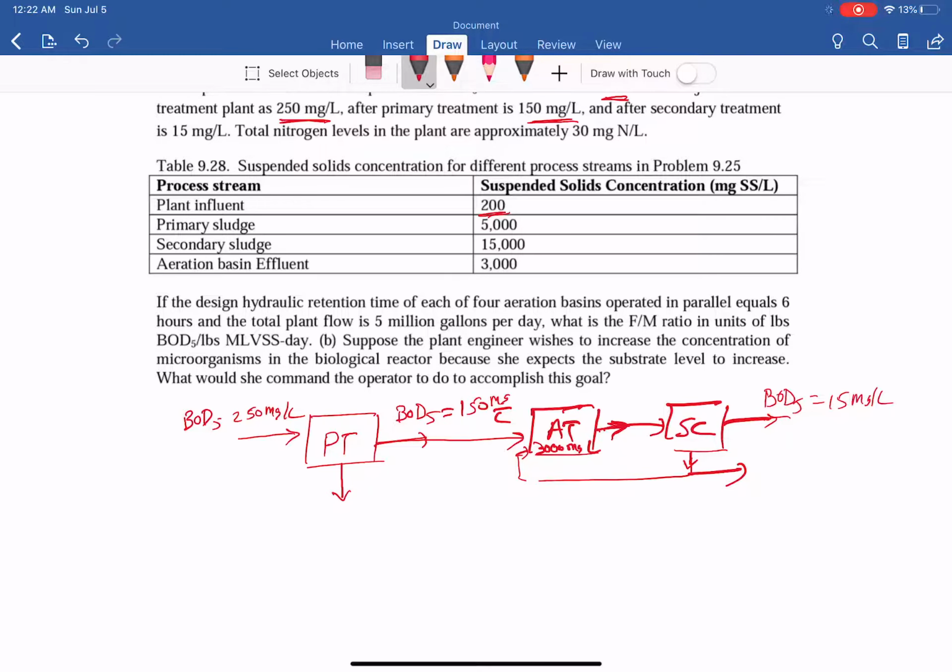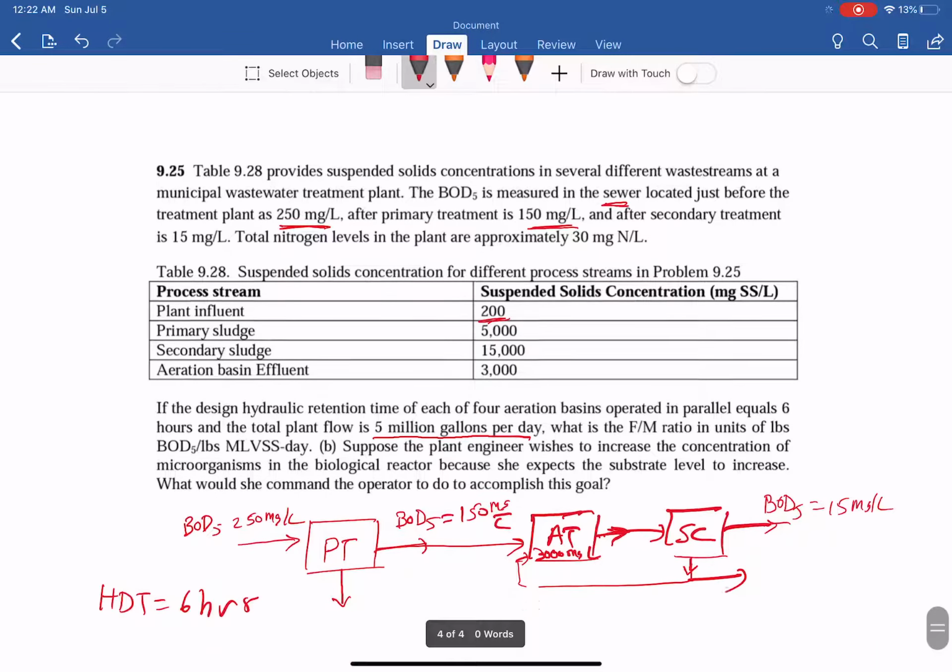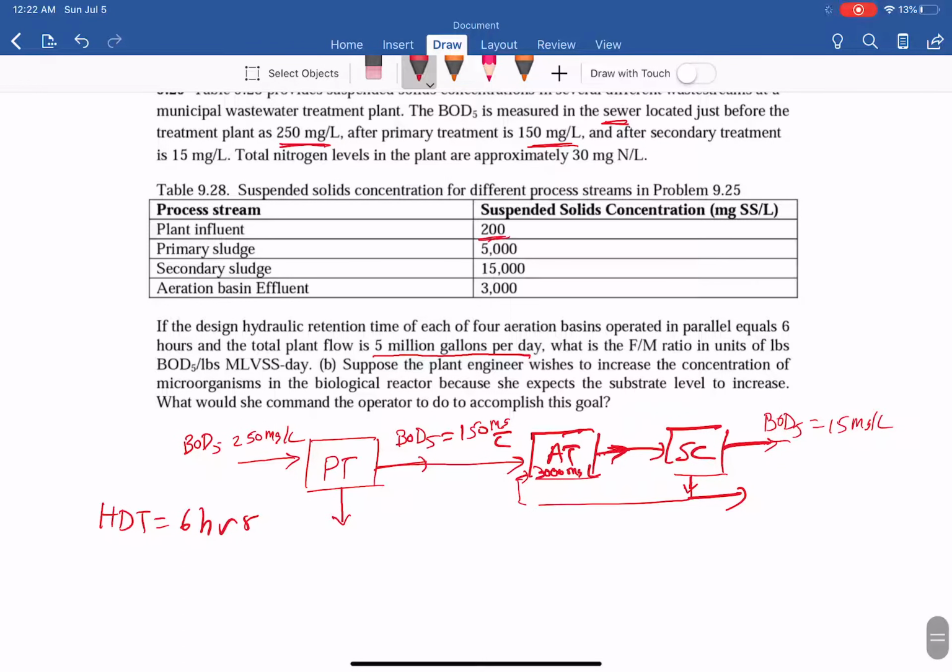The design hydraulic retention time of each of the 4 aeration basins operated in parallel is equal to 6 hours, so he gives you the hydraulic retention time. HRT is 6 hours. Okay. Now what else is given? Total plant flow 5 million gallons per day. What is the F over M ratio in units of pound BOD5 per pound MLVSS per day?